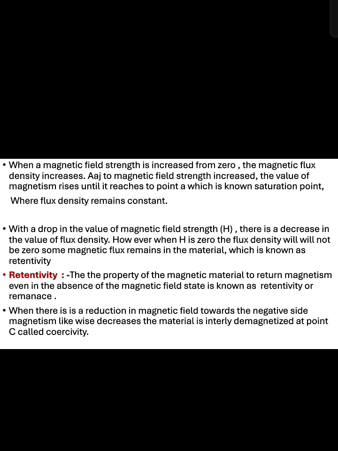When there is a reduction in the magnetic field towards the negative side, magnetism likewise decreases. The material is entirely demagnetized at point C, called coercivity. What is coercivity? Coercivity is the magnetic field strength needed to demagnetize the material completely. Coercivity is denoted by the letter C.